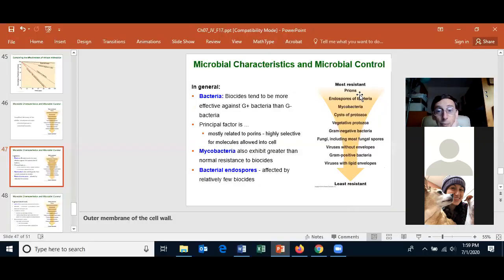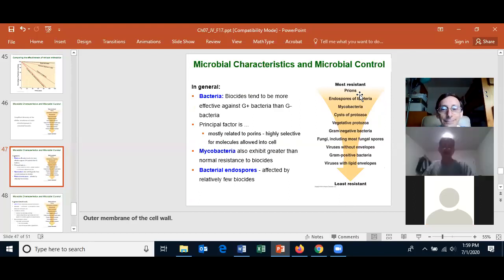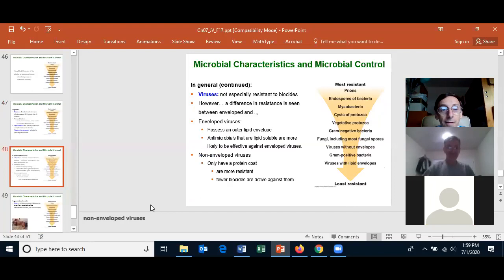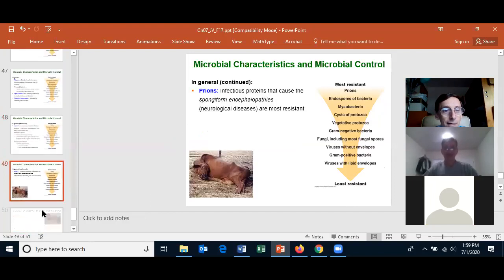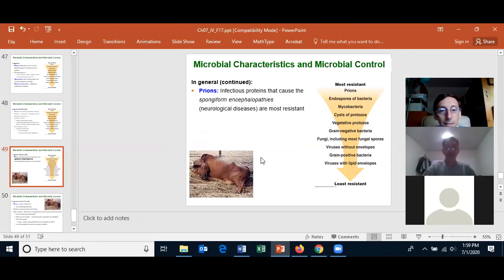So what works on prions besides heating to 1,000 degrees Fahrenheit? Apparently nothing else. Actually, there are a few things. Let's talk about that in a minute. Actually, I talked about it, so let's move on to prions. Infectious proteins that cause spongiform encephalopathies. They are the most resistant things.